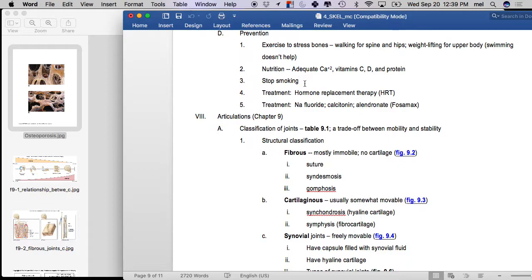If you're a smoker, you should stop. For some reason that we don't actually fully understand, smoking zaps antioxidants from your system, and it tends to cause you to decrease the amount of collagen that's in your bone mass. So I think it's because it zaps vitamin C, which you need for cell division and protein synthesis, but we really don't understand it yet.